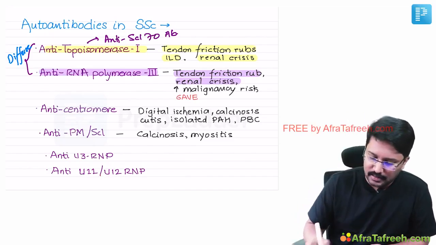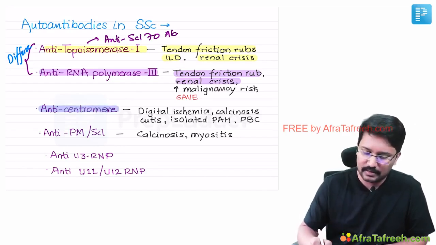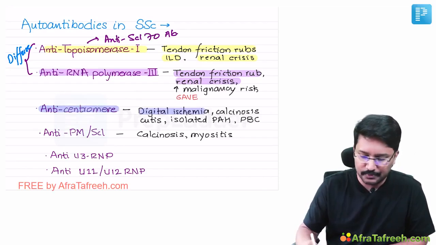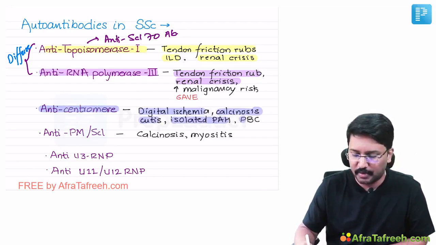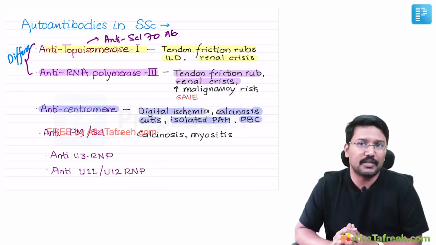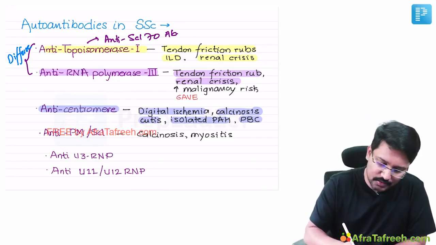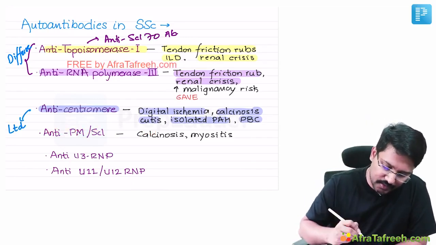Now if you look at the next antibody, that is anti-centromere antibody, right? Anti-centromere antibody. If you look at its clinical association, it says digital ischemia, calcinosis cutis, isolated pulmonary arterial hypertension and primary biliary cirrhosis. So which subvariant this antibody is likely to be associated with? Right. This antibody is likely to be associated with limited cutaneous variant.